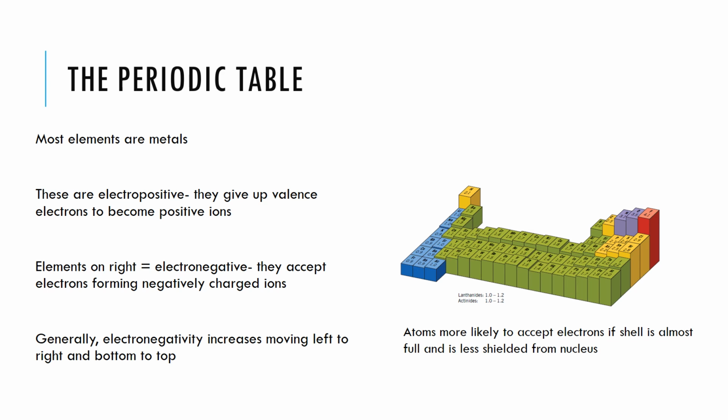So in fact, if you look at the image there, fluorine is the most electronegative element in the periodic table, very closely followed by oxygen. So you can see that the elements on the left, in blue, are very electropositive, whereas elements on the right, in yellow, purple, and red, are very electronegative.